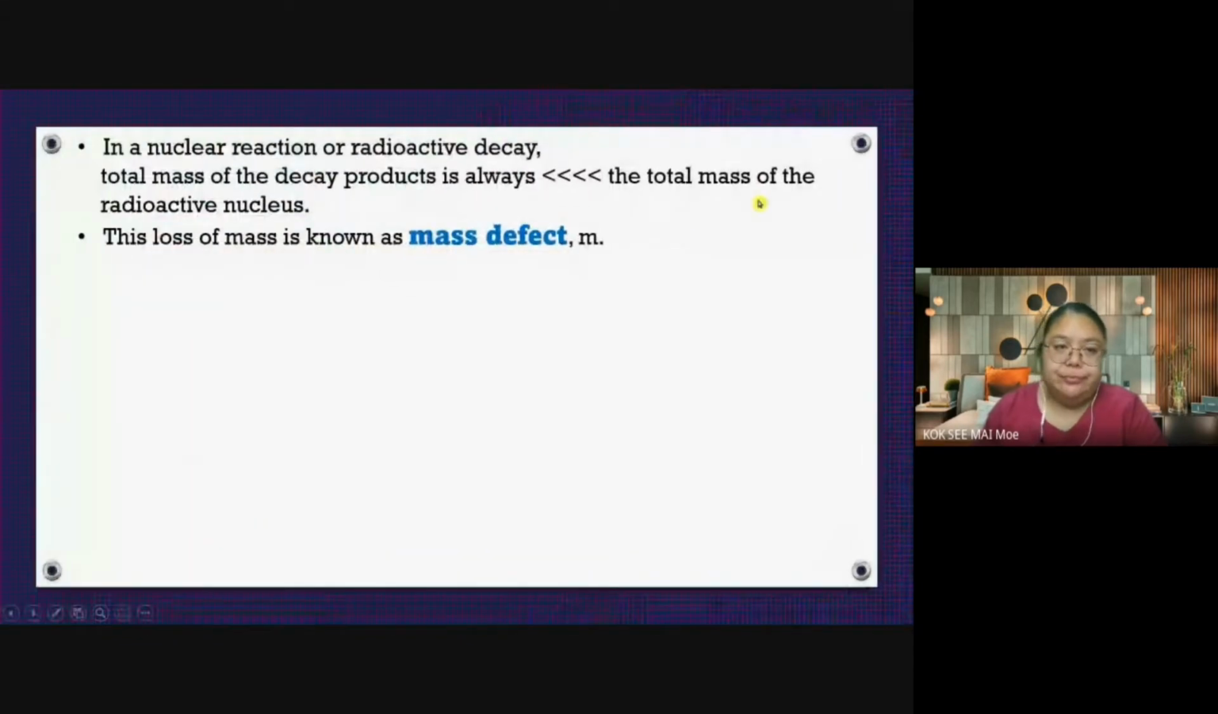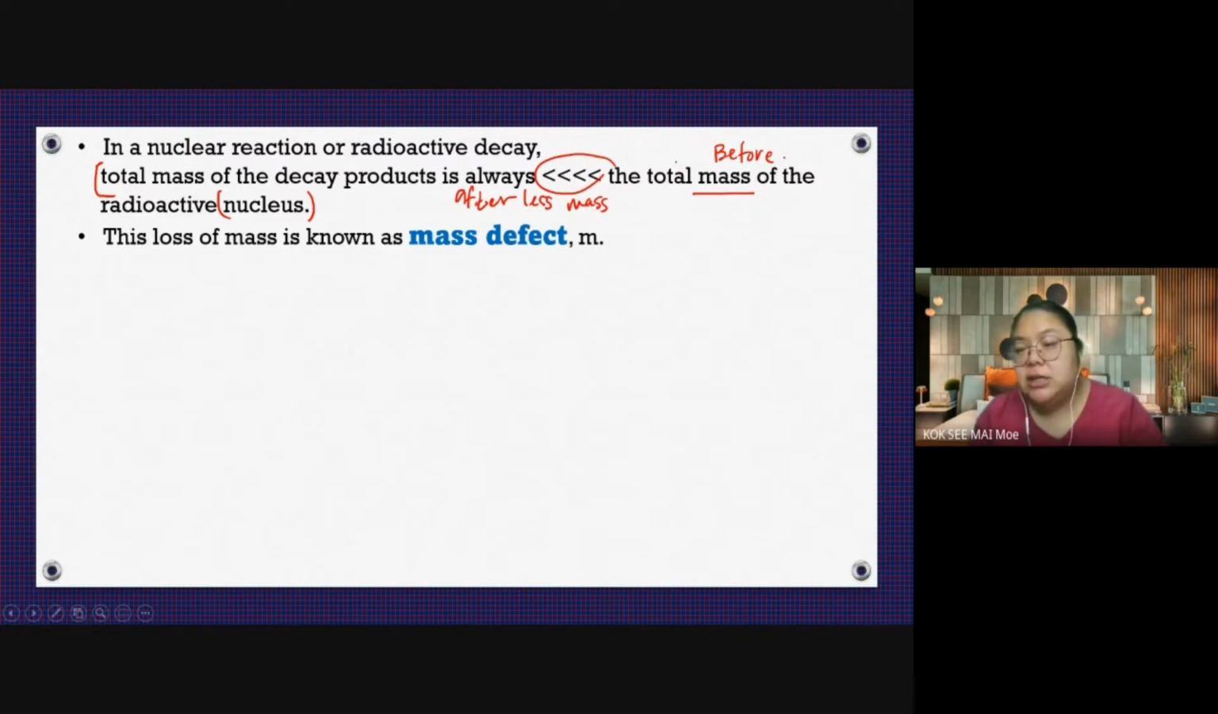Okay, let's see one. In a nuclear reaction or radioactive decay, the total mass of the decay products is always less than the total mass of the radioactive nucleus. So the radioactive nucleus is before. After the decay, the products are after, and the mass becomes less, because the mass changes into energy. So from here, we can say the loss of mass is another name they call mass defect.